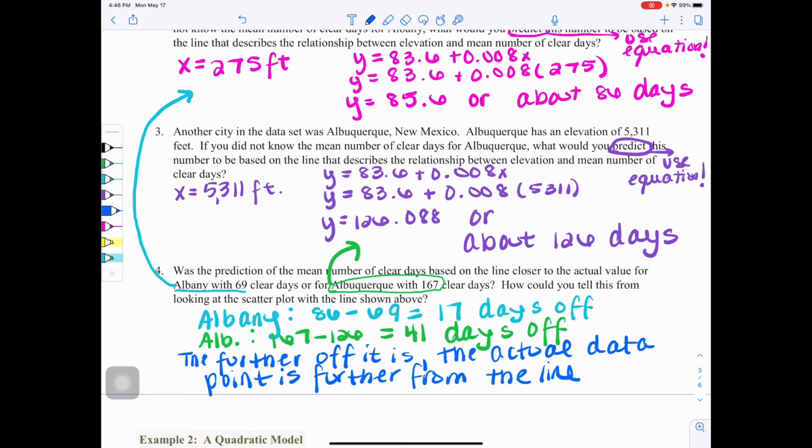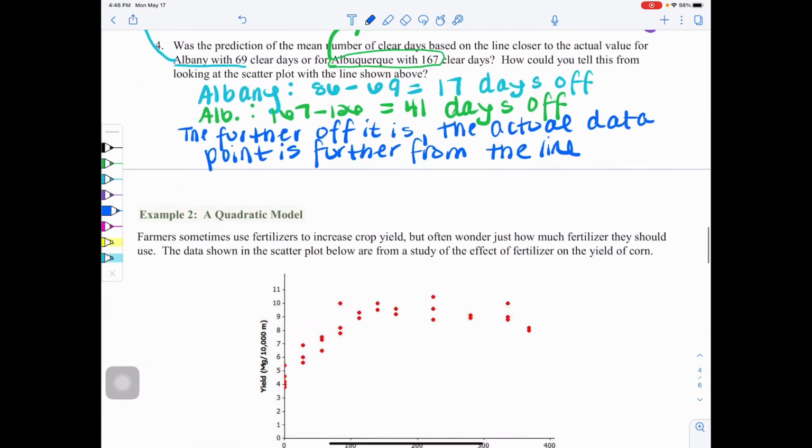And then by looking at the scatter plot, how would we know that? Well, it's going to be based on whether or not the point is close to the line or far from the line. So since we were better with Albany, our point is going to be closer to the line than our point for Albuquerque because we were more off. So I said the further off it is, the actual data point is further from the line. Now we're going to move on together and look at a couple more examples.